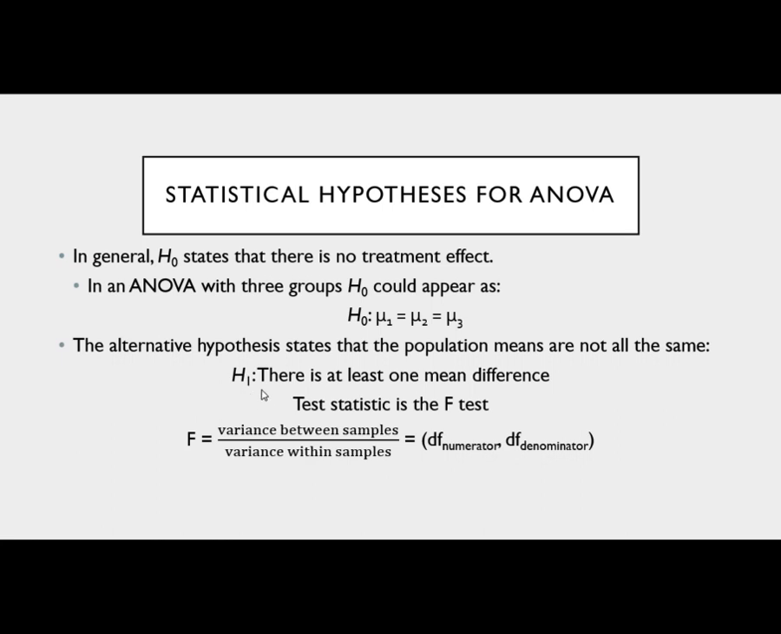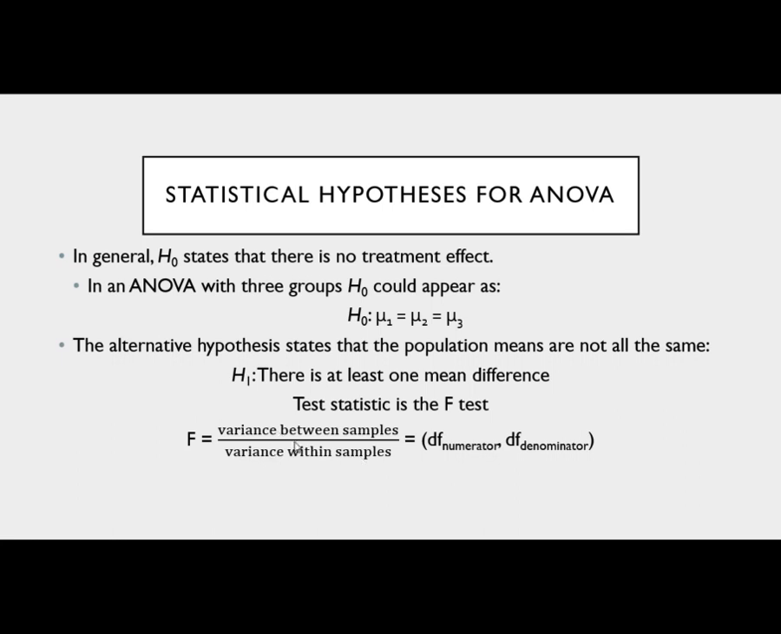So the alternate hypothesis, we can write it out now. We could do it with not equal signs like this, but the easiest way to do it is just to use the words: there is at least one mean difference. Now our test statistic is considered the F test, and we look at the variance between the samples and then the variance within the samples.